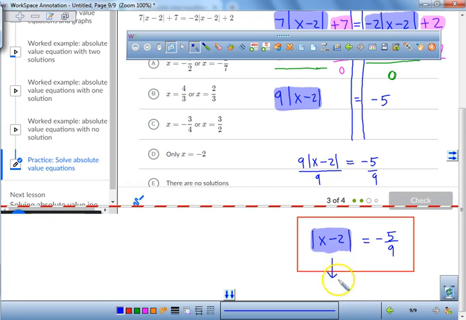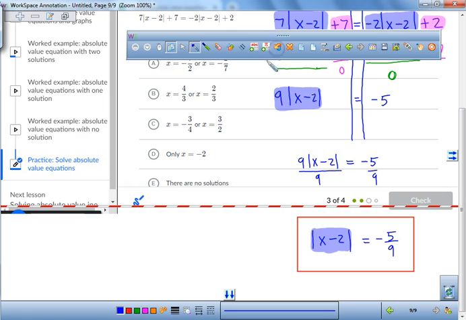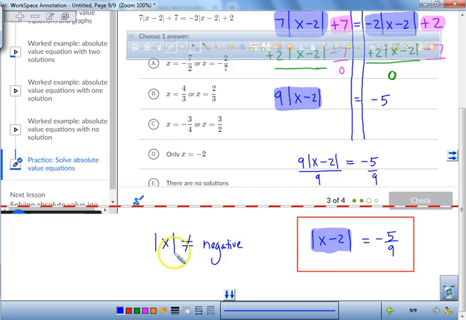What's the smallest number? The smallest number is going to be 0. Will that ever equal a negative? No, it will never equal a negative. So listen, the absolute value of x, whatever that is, it will never equal a negative. Now what does that mean for us? That means there's going to be what? No solutions.